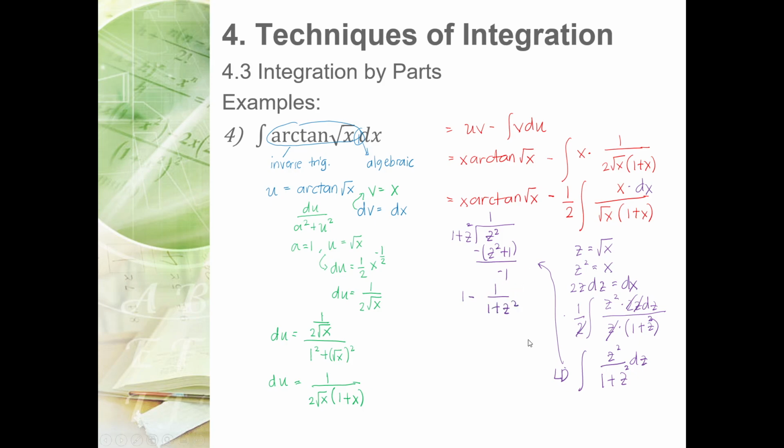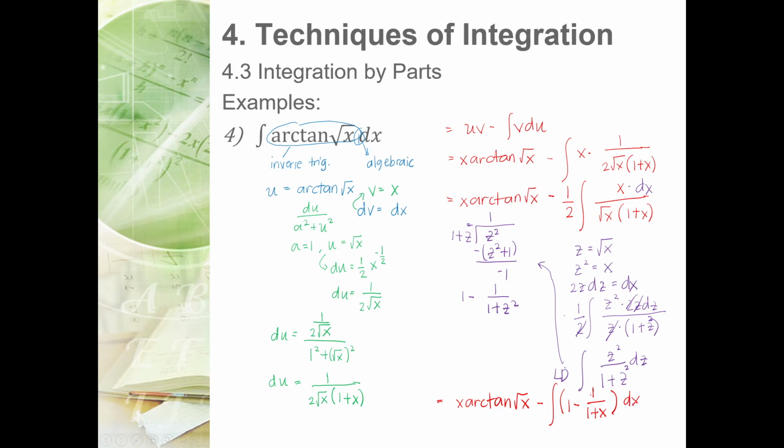Okay, so this would give us a new term, which is in the format of x arc tangent square root of x, and then minus the integral of 1 minus 1 over 1 plus z squared. So that would be 1 over 1 plus, so z squared is just x dx.